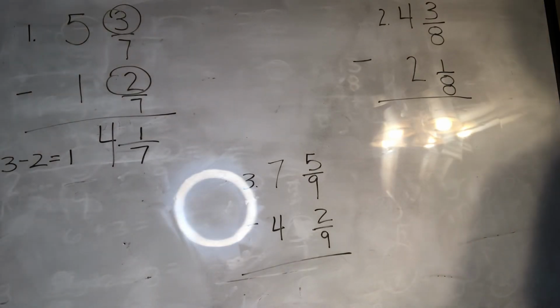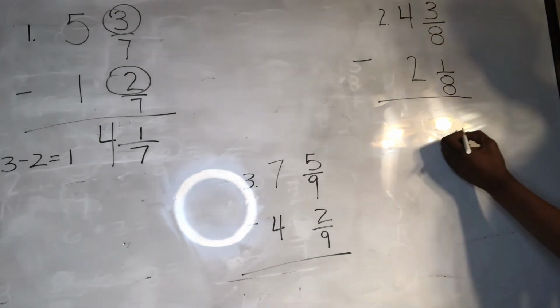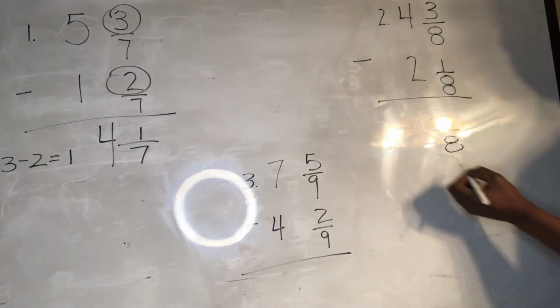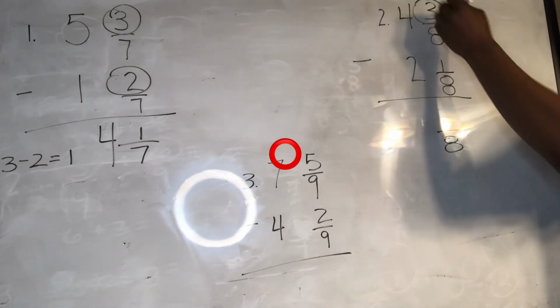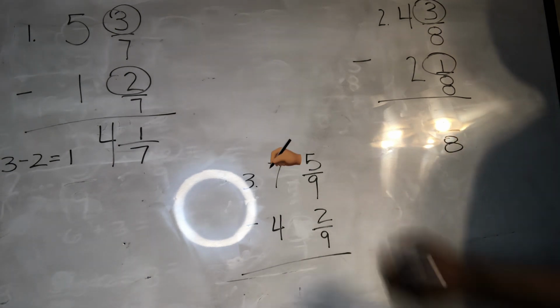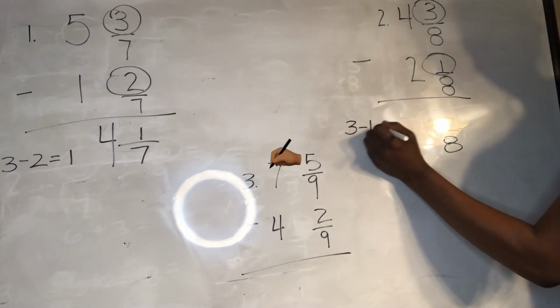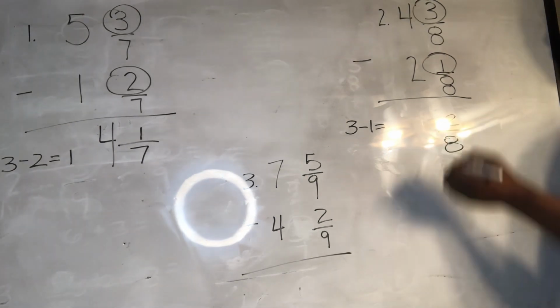Alright, so now we're moving on to number 2. We're going to do what? Look at our denominators and what we're going to get. 8. Alright, so our denominator is an 8. And then now we're going to do what? Circle our numerators. Okay, then what's our number sentence? 3 take away 1. And what is that answer? We have 1. We count up to 3. 2, 3. And now we have 2 over 8.